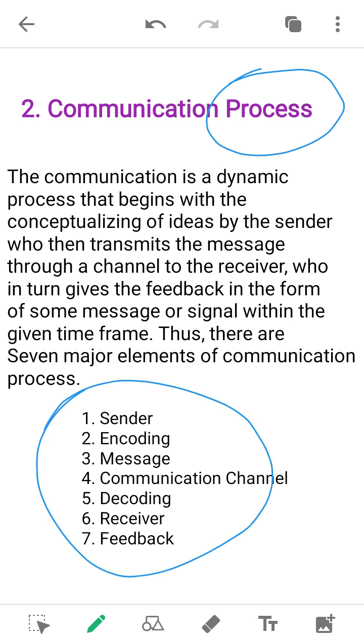The communication is a dynamic process that begins with the conceptualizing of ideas by the sender, who then transmits the message through a channel to the receiver, who in turn gives the feedback in the form of some message or signal within the given time frame. Thus these 7 elements occur in a communication process.